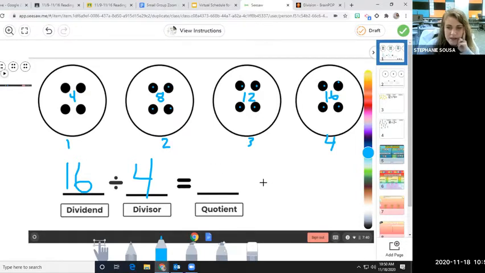Our quotient is the answer, and as Ms. Thaxton shared, it's the number of dots in each group. There are 4 here, 4 here, 4 here, and 4 here. So our quotient is also 4. Questions on that? Okay. We're going to take a look at slide 2, and you're going to have a moment to complete that independently. So go ahead and go to slide 2.